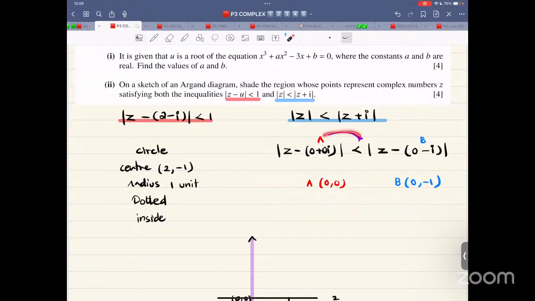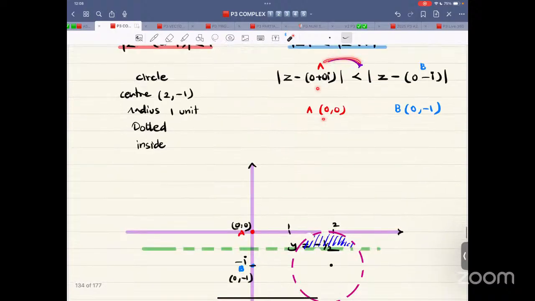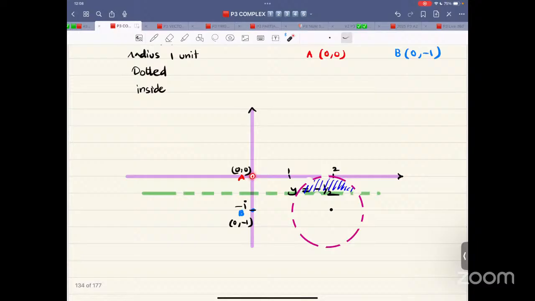And it's closer to A. So A is above this line. Got the idea? So that is the dotted line. A is above, B is below. So inside the circle and shade the region closer to A. So that's how it's shaded. Dotted line, dotted circumference.